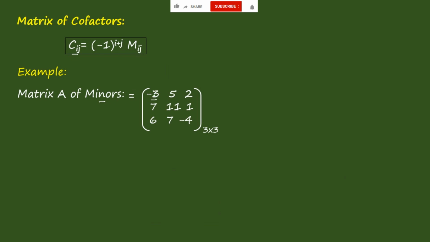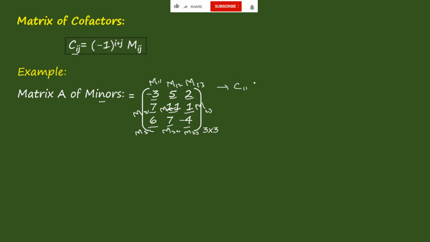If you consider the first term, this is nothing but minor 1 1. This is minor 1 2. This is minor 1 3. Similarly, this is minor 2 1. This is minor 2 2. This is minor 2 3. And this is minor 3 1. This is minor 3 2. This is minor 3 3. Right. Now we have to find the cofactors.